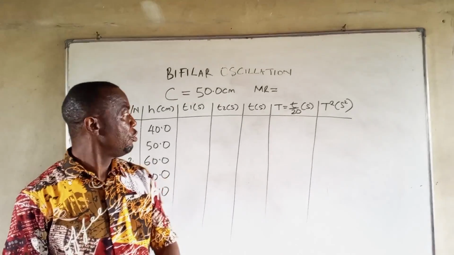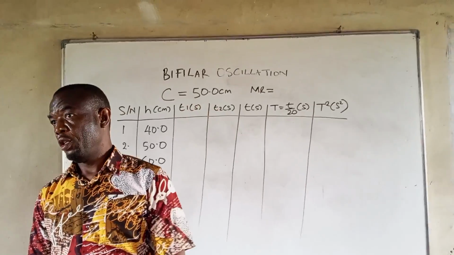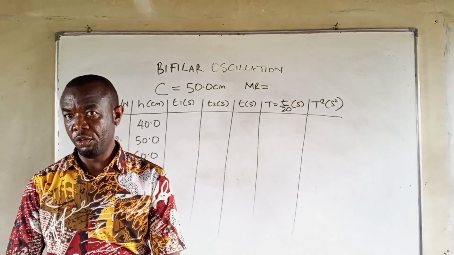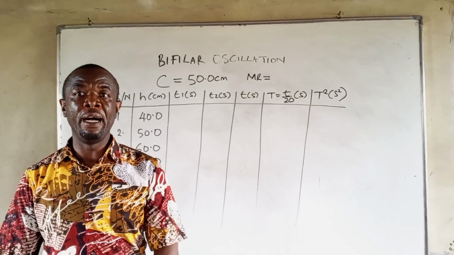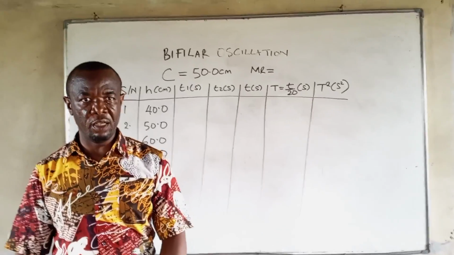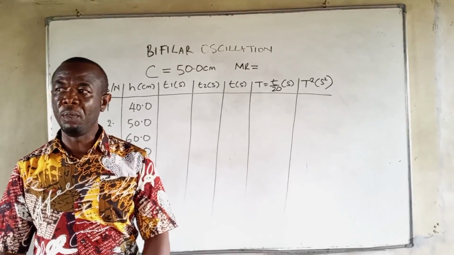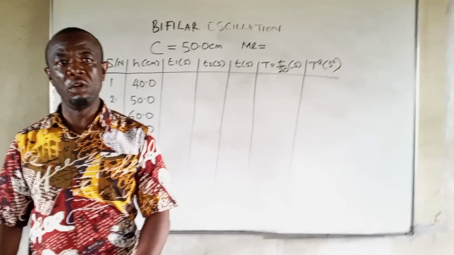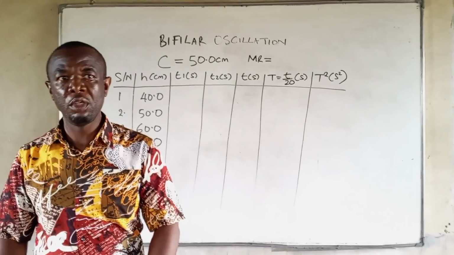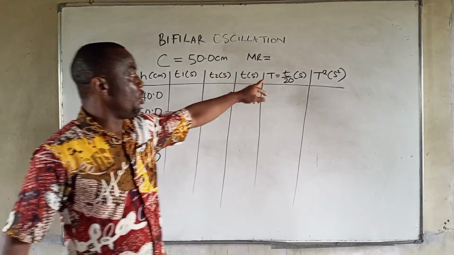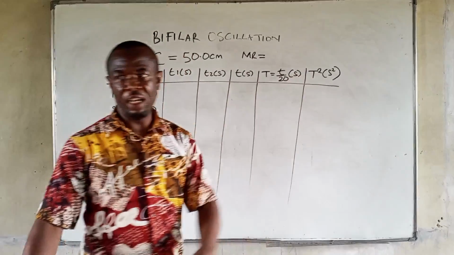So today we're going to look at oscillation, what we call bifilar oscillation. It's a kind of oscillation whereby you suspend a meter rule between two rotor stands, then keep a mass at the middle of the meter rule, and then set it into vertical oscillations. Then take your time, take your period, and take the square of the time.